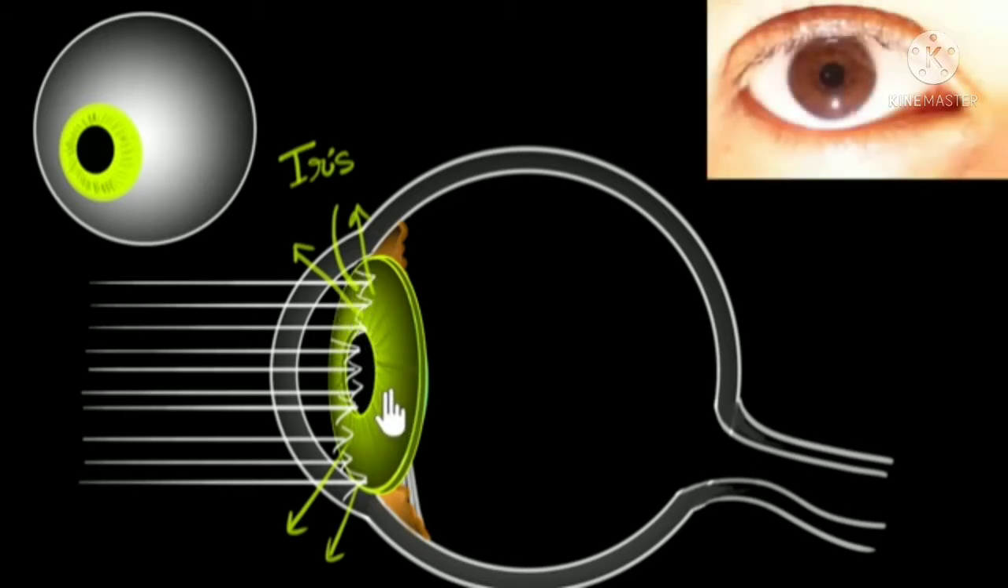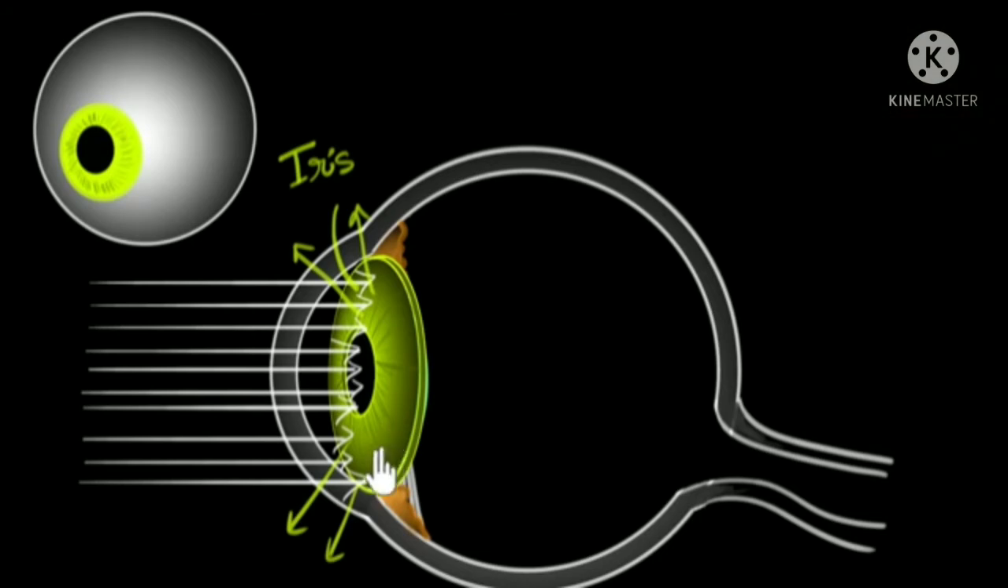In my case, for example, it is brown. So my iris reflects brown light. And so my eyes are brown in color. But notice our iris has a hole in its center. And that hole is also given a name. It's called the pupil. So let's just write that down somewhere over here. That hole is called the pupil.